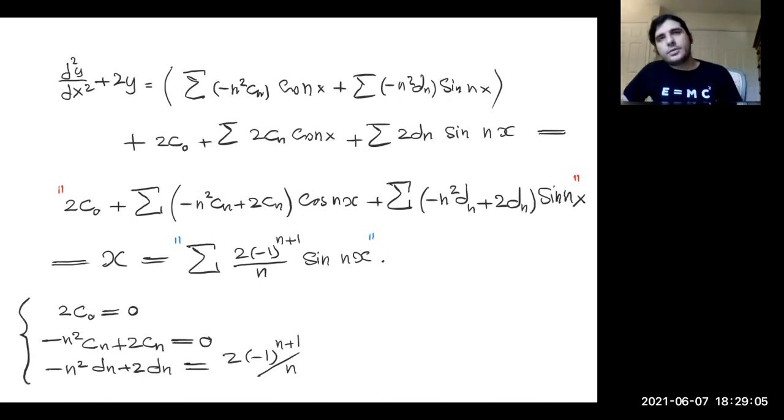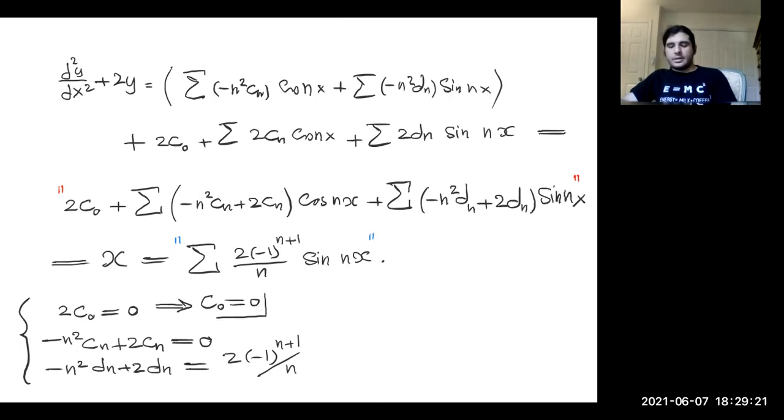Okay, we should use these equations to find out what the values are for C naught, Cn, and dn. Let's look at the first equation. Well, that's the trivial one. That implies C naught is equal to 0. So in the description for y, there was no C naught from the beginning. That's 0, right? That's equation number 1.